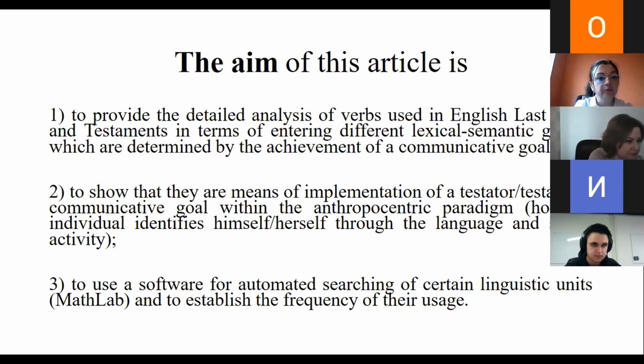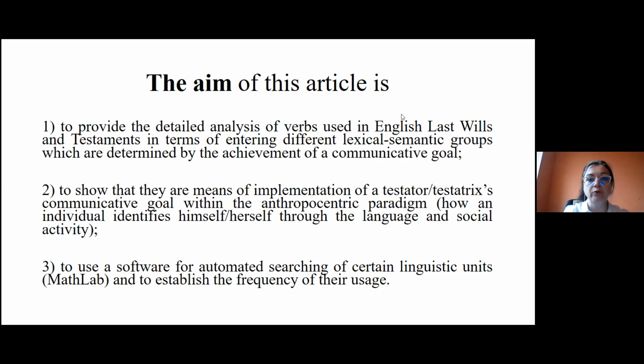The aim of the article was to provide a detailed analysis of verbs used in English last wills and testaments in terms of entering different lexical semantic groups, which are determined by the achievement of a communicative goal. The following aim was to show that they are means of implementation of a testator, testatrix communicative goal within the anthropocentric paradigm.